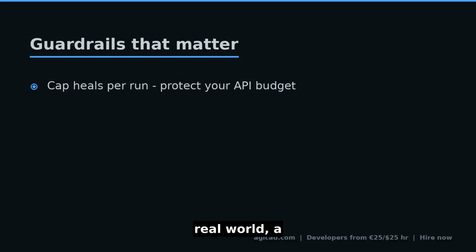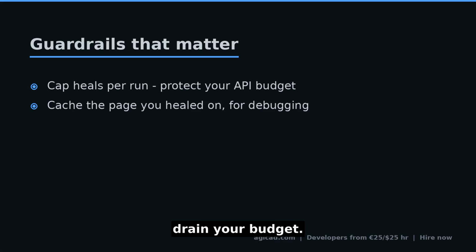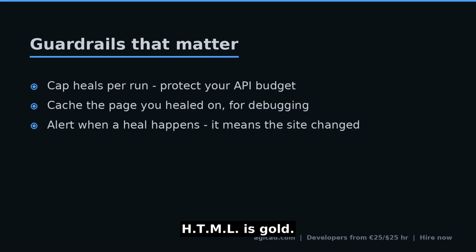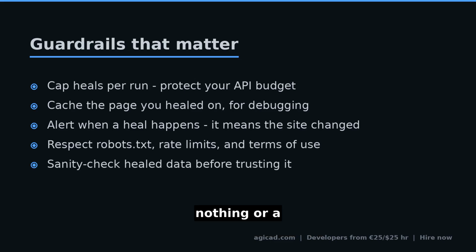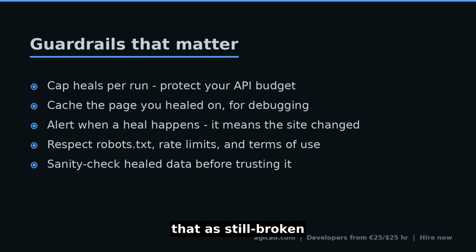Before you point this at the real world, a few guardrails that separate a toy from something you'd actually run. Cap the number of heals per run, so a broken page can never drain your budget. Save a copy of the page you healed on, because when you do want to debug, the original HTML is gold. Send yourself an alert whenever a heal fires. It's not an error, but it's a useful signal that the site changed. Always respect the robots file, rate limits, and terms of use. Automation is not an excuse to be rude. And sanity check the healed data. If the model returns a price of nothing or a title that's an entire paragraph, treat that as still broken rather than blindly trusting it. Self-healing should make your scraper more robust, never less careful.